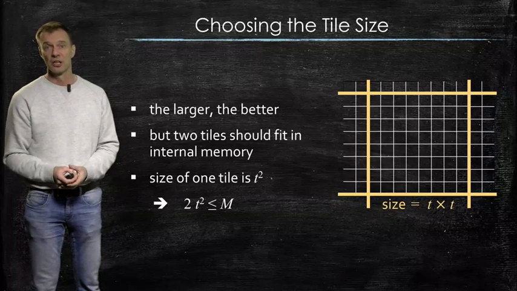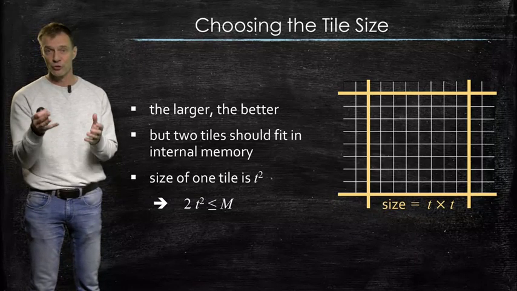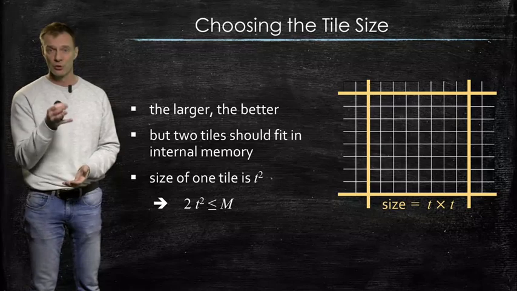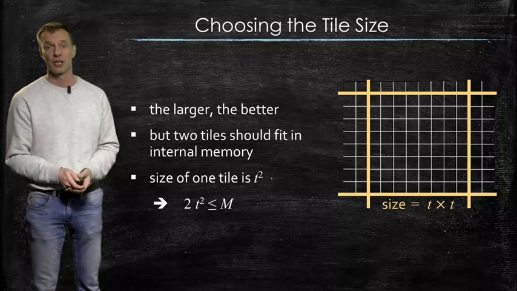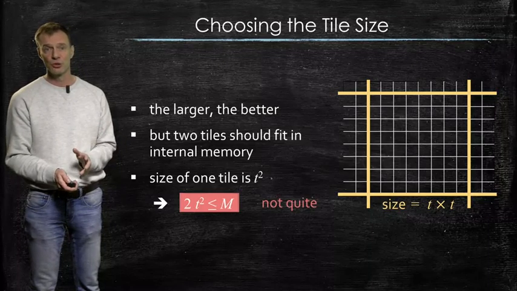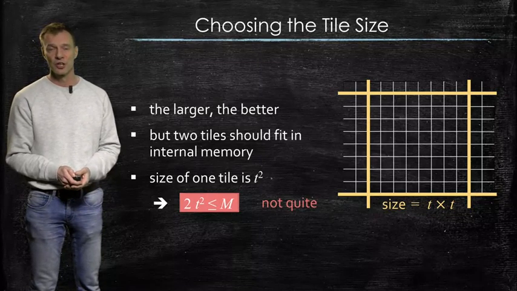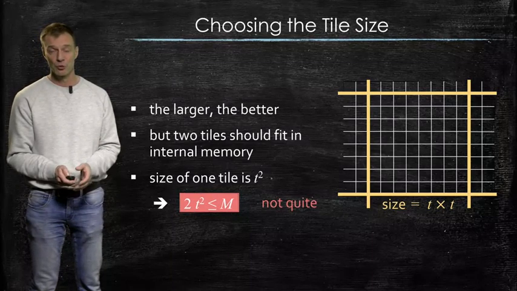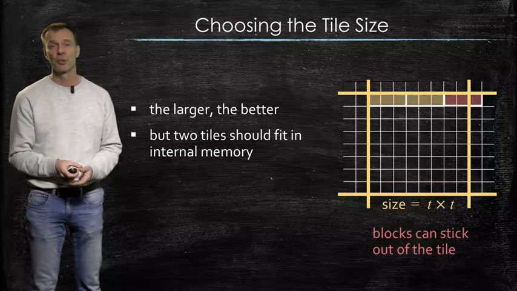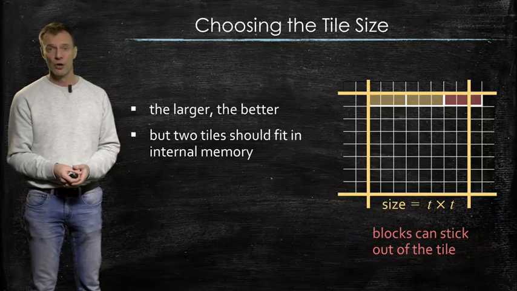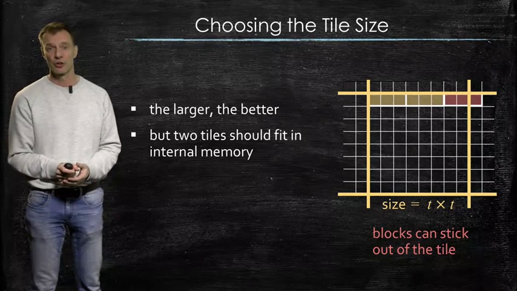Well, you would say, if I have a tile of size t by t, it has size t squared, and I want to fit two into my internal memory. So in total, I need 2 times t squared, and this should be at most m, the size of my internal memory. Well, that's true, but not quite. It's almost true. The reason is, if you look a little bit more carefully at what happens when you read one tile, you will see the following. Here you see a picture of the blocks in one row, and as you see at the end, you have this one block that still sticks out a little bit of the tile.